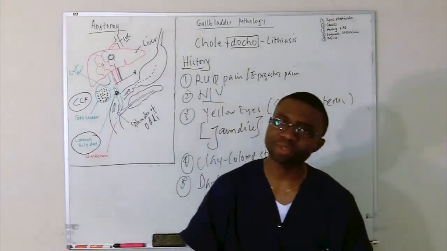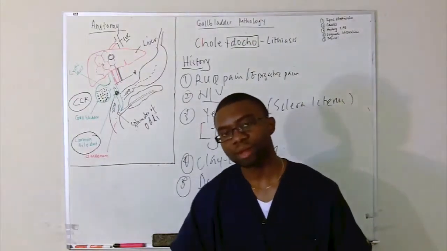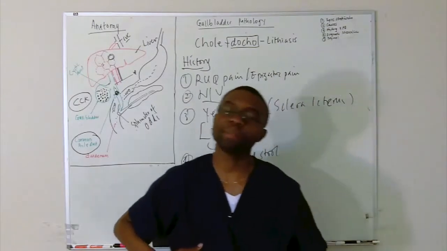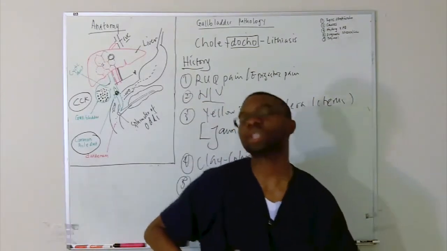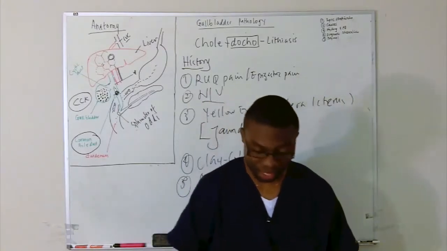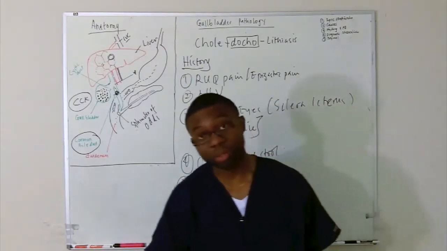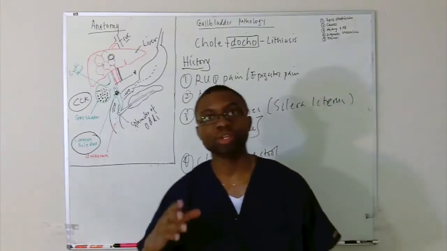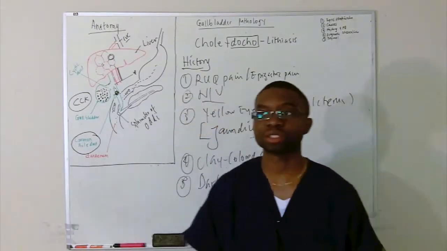So, now that you got the history, what about the physical exam? What are you going to do? You put your hand on the belly. You push down. Tell them to take a deep breath. It hurts when I do that. They might have Murphy's sign, but it's not always there. Always remember. But the difference is to know how to make the diagnosis.